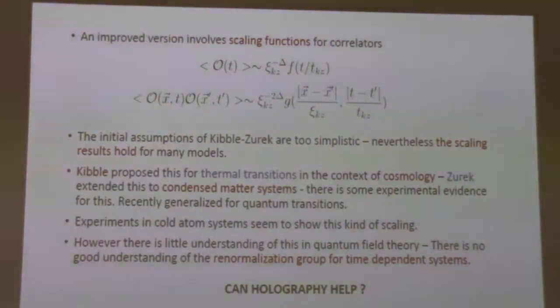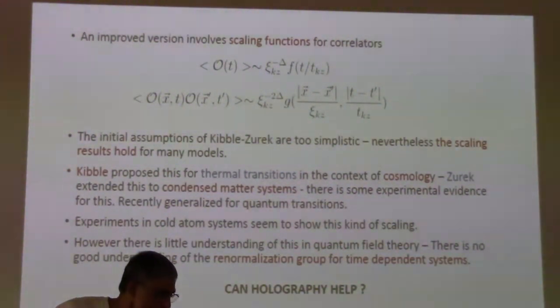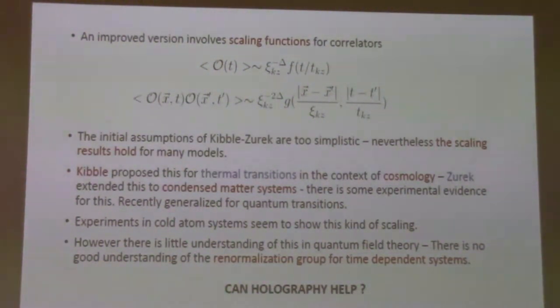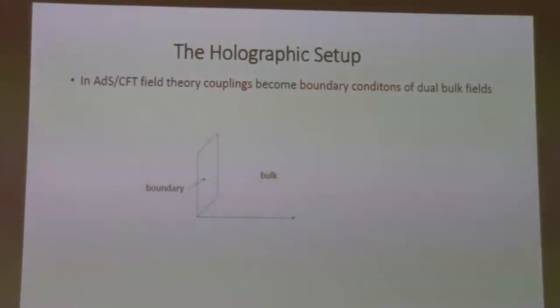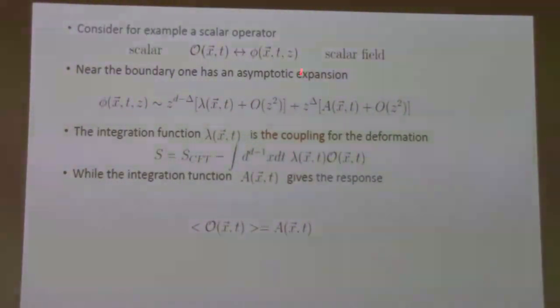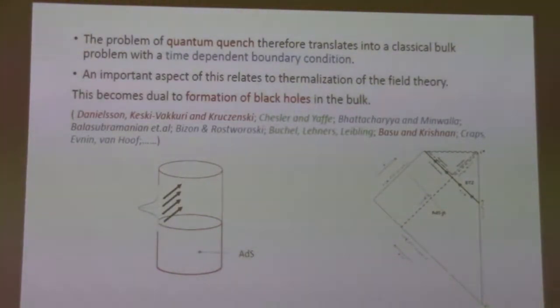Okay. Since there is very little understanding, some time ago we thought that maybe casting this problem in a holographic setup might help us in understanding something like this. So let me describe how that works. In the holographic setup, like in the AdS/CFT correspondence, field theory couplings become boundary conditions for bulk dual fields. For example, if I had a scalar operator in the field theory, there should be a dual field, which is a scalar field. The asymptotic expansion of this dual field is quite standard. I've written this down in Poincaré coordinates, and the two integration functions which appear in the solution are identified with the source and the expectation value. Therefore, a time-dependent coupling of the field theory basically becomes a time-dependent boundary condition in the bulk physics.